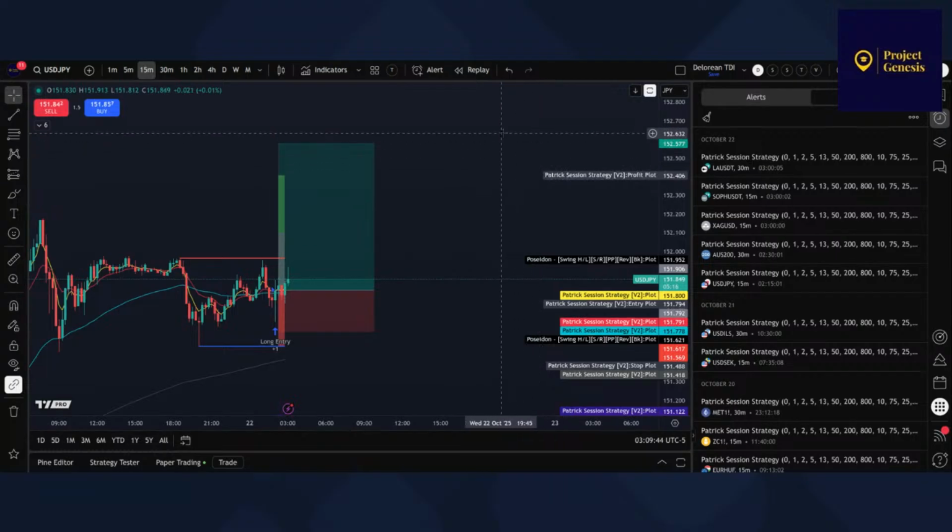It's 3:09 a.m. Central Standard Time. Our next opportunity in the market, just over 5 minutes, at 3:15 a.m. Central Standard Time.